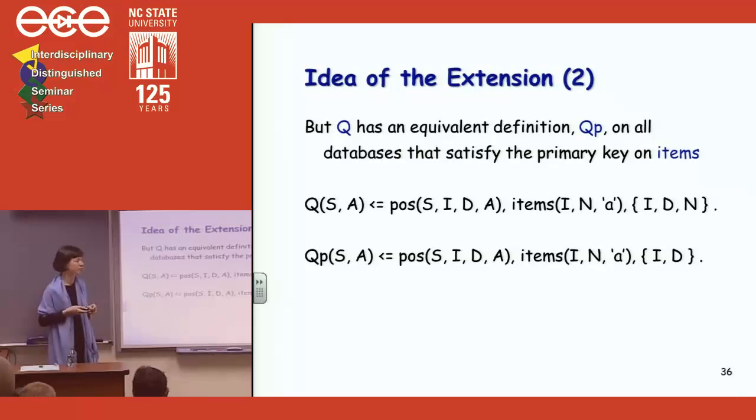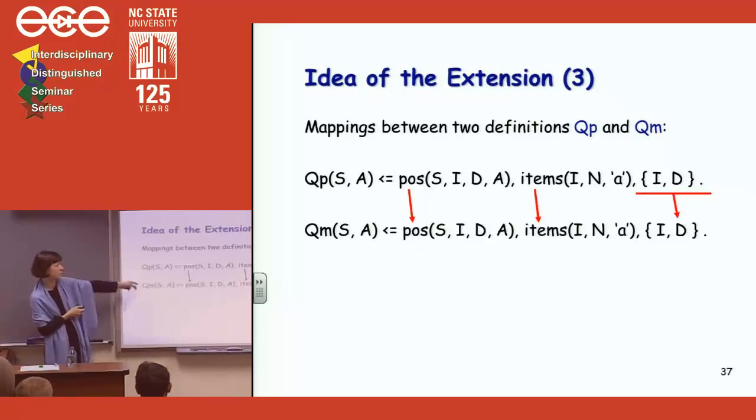And so you can remove the name here. And when we get this, this is actually QM. So on all databases that satisfy the primary key, we get an identical definition of Q to our original definition of QM. And so we get the old mappings. We use the same idea of the mappings. It's just that we know that on all databases that satisfy the constraint, this is our definition of Q. And then we get the same old idea of the mappings.